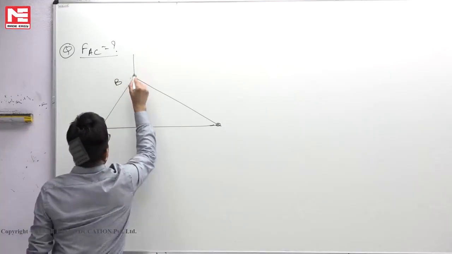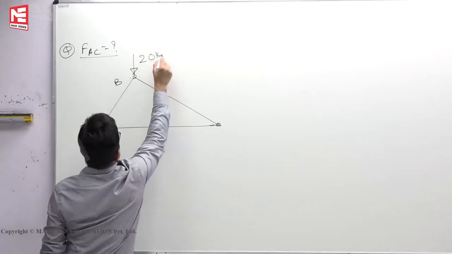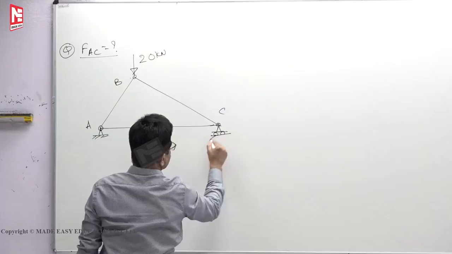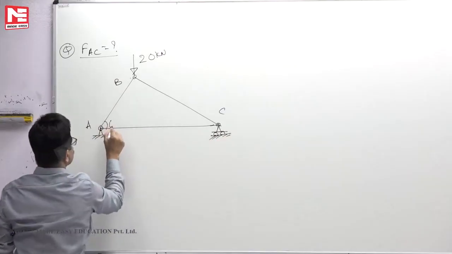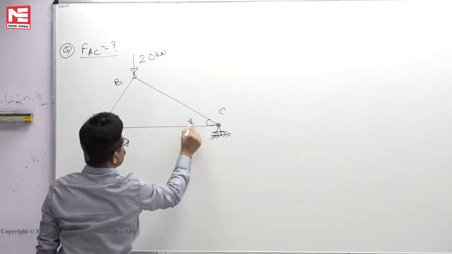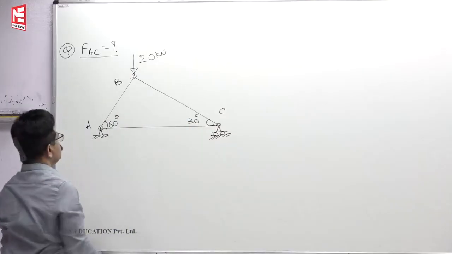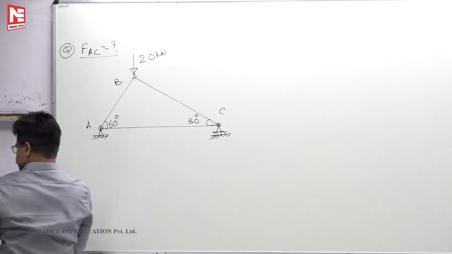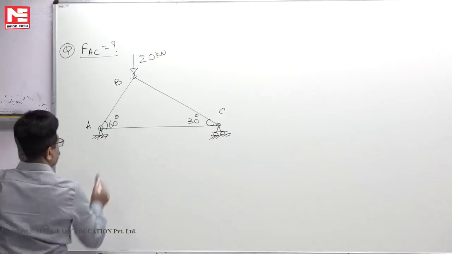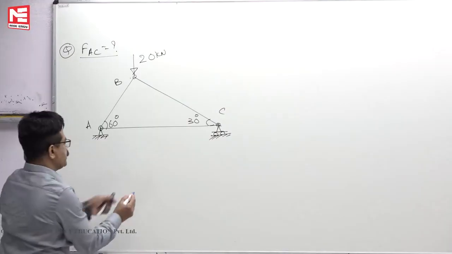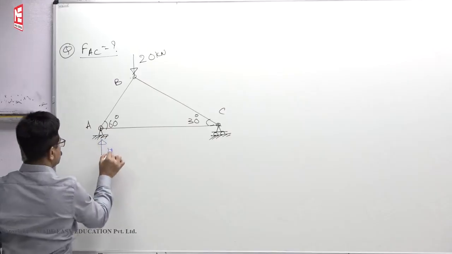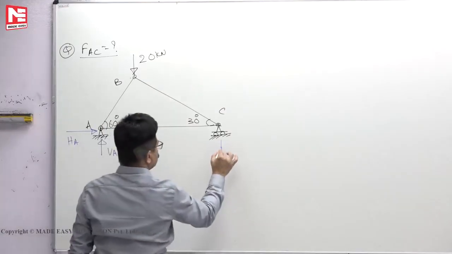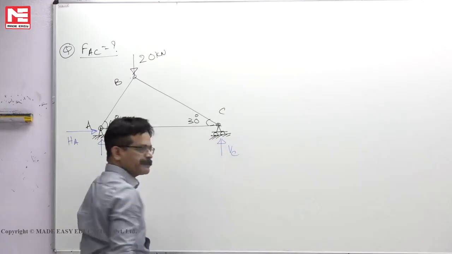AB. Assume that this force, let us say 20 kilonewton. This is a roller support. 60 degrees, this is 30 degrees. Okay. We want to find force in member AC. Now, hinge support will give two reactions, VA, HA, here reaction is VC.